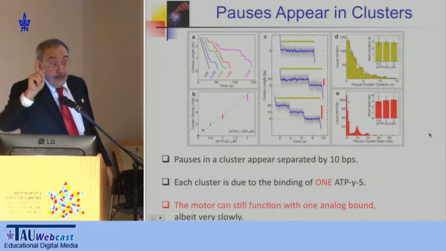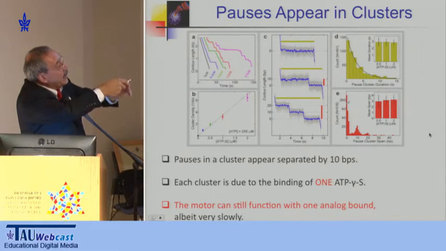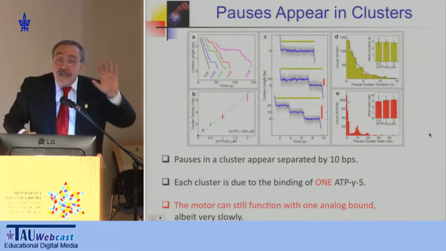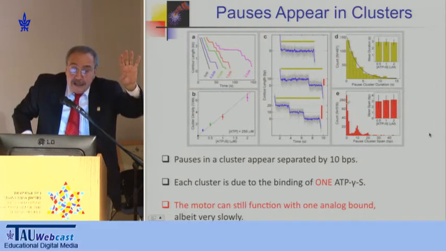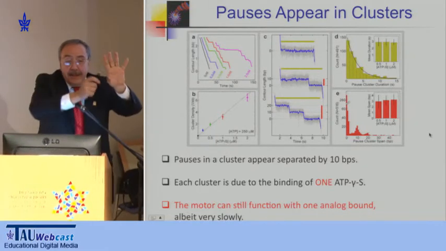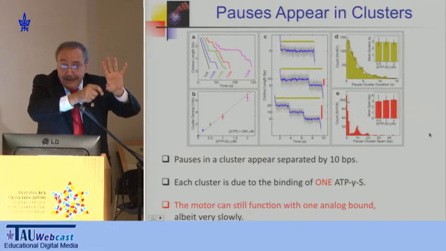And yet, the motor is not happy because it's not packaging fast. It's waiting seconds to actually package. And yet, every once in a while, it manages to make 10 base pairs. If it manages to make 10 base pairs, that means that the other 4 ATPases have ATP: 2.5, 2.5, 2.5, 2.5, right? And the fifth ATPase has ATP gamma S, right?